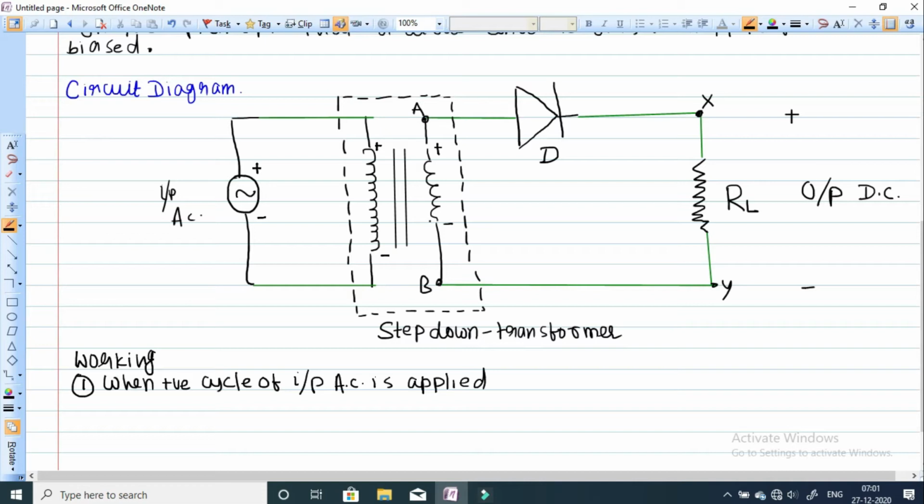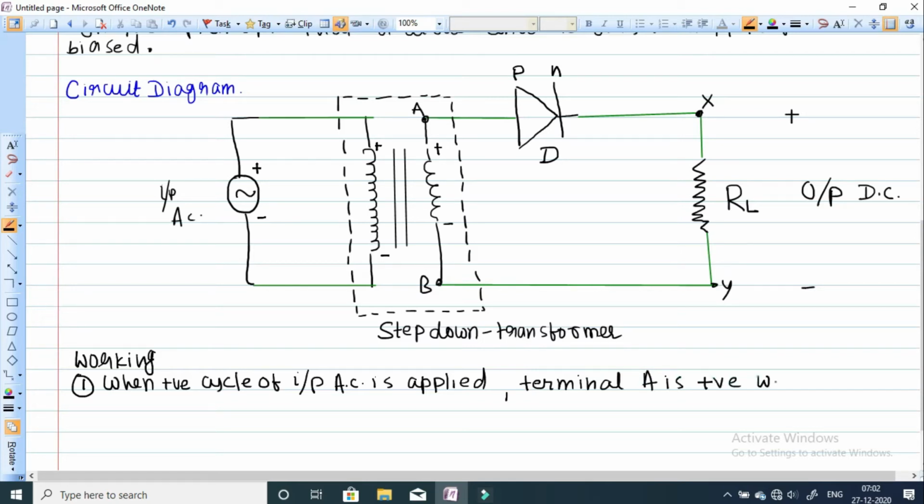You can easily see, the diode D is connected with the positive terminal at its P type, and its N type is connected with the negative terminal. This is the P type semiconductor and this is the N type semiconductor. So the diode is forward biased and we will get current across the load resistor which will flow from X to Y. When the positive cycle of input AC is applied, terminal A is positive.